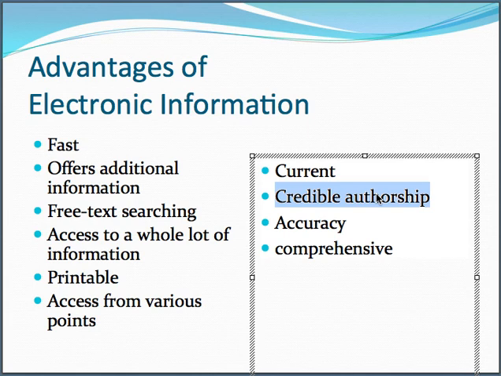When we use electronic databases, and especially academic databases or business databases, we are accessing credible authorship. And that, of course, means that they are more accurate and they may be comprehensive too. And that's very important. And these are some of the advantages that we find in electronic information. And, of course, some of these advantages are also found in the printed format too. So this is not exclusive of electronic information.